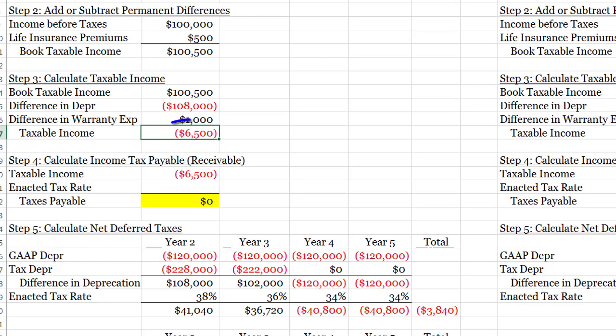Now wait, stop right there. Take a look at this number. Our taxable income is negative. If it's negative, then that means this is an NOL, and I get to account for an NOL. So the first thing I need to decide is, am I going to carry back or carry forward? And the best way to decide that is to take a look at our tax rates.